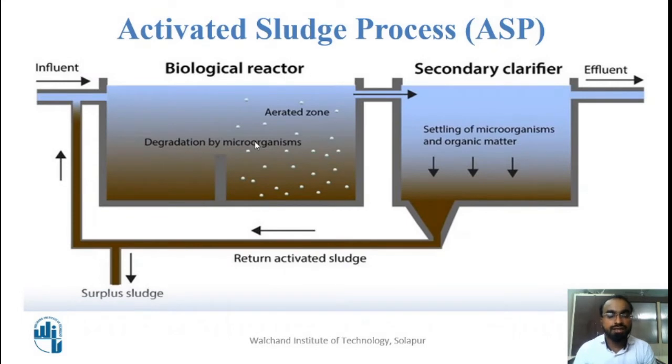So let us go first to the flow sheet of ASP. There are total two units. One is the biological reactor where the aeration is taking place, and in the same unit the degradation or oxidation of organic matter is also taking place. After the degradation or oxidation, the water will be transferred to the next unit, that is the secondary clarifier, in which a proper settling time will be given so that whatever sludge has been formed in the biological reactor will get time to settle down.